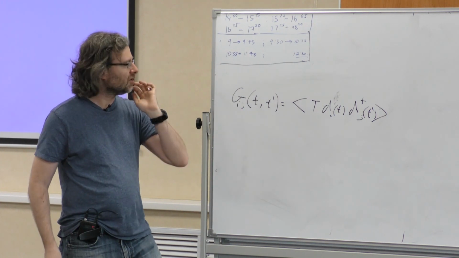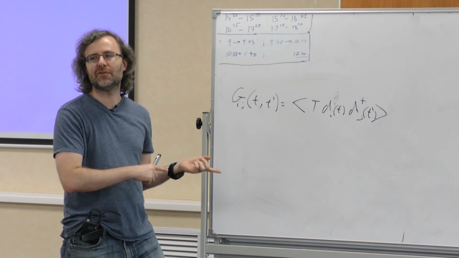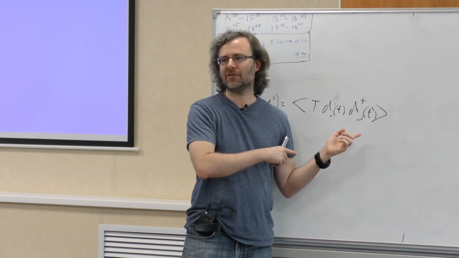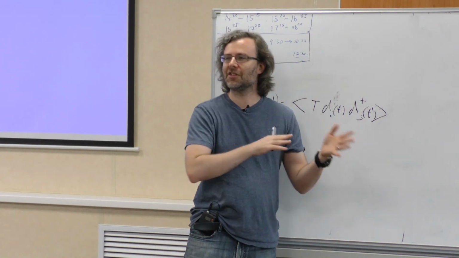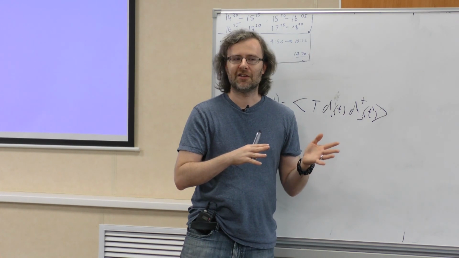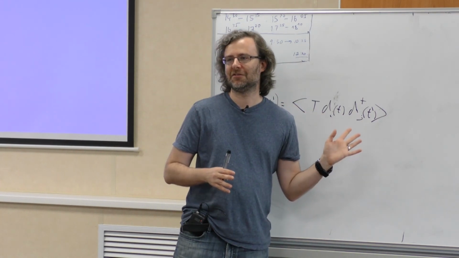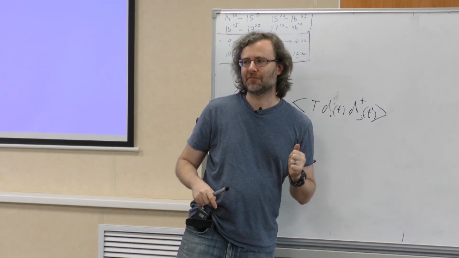Okay? So how would you go about this? You have to take two time derivatives, one with respect to t and one with respect to t prime. Okay? And if you do this, you will discover that you can essentially do the same thing. You will come across some problems that have to do with the time ordering. Okay? And you should be able to figure them out.